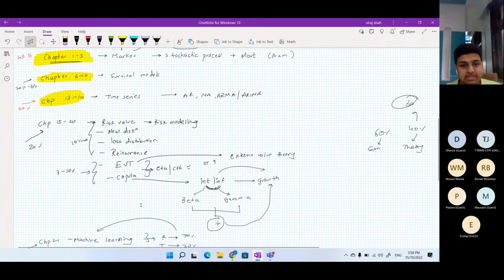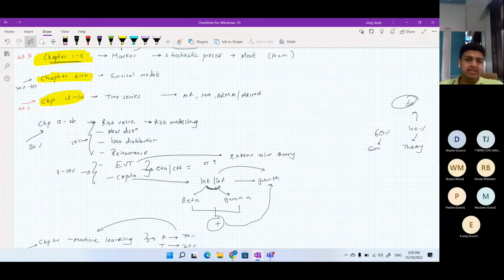These chapters, excluding your EVT copula, we'll be completing 15, 16, 18 and 19. 16, 17 is copula EVT. So we'll be doing those chapters first. This requires a lot of calculation, and as you can see, the weightage is quite minimal.